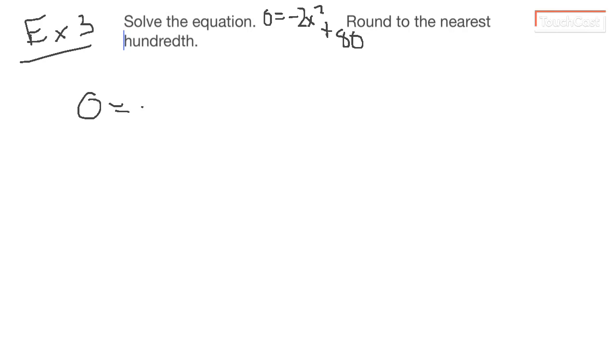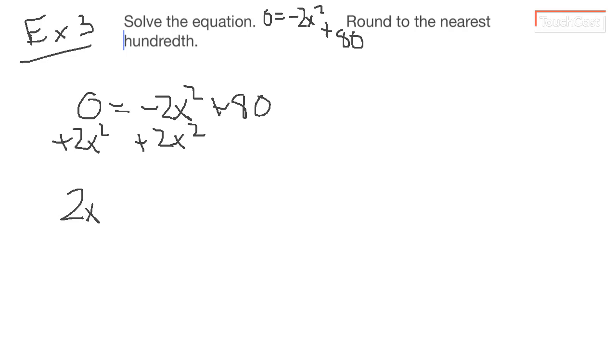So I'm going to start by just rewriting my equation. 0 is equal to negative 2x squared plus 80. And I don't like working with negatives, so the first thing I'm going to do is add 2x squared to both sides. You could move the 80, subtract 80, that's fine. We're going to end up with 2x squared equals 80, and if you moved the 80, you would have negative 80 is equal to negative 2x squared. We're going to get the same answer either way. So now I'm going to divide both sides by 2, and 80 divided by 2 is 40. So I'm going to have x squared is equal to 40.